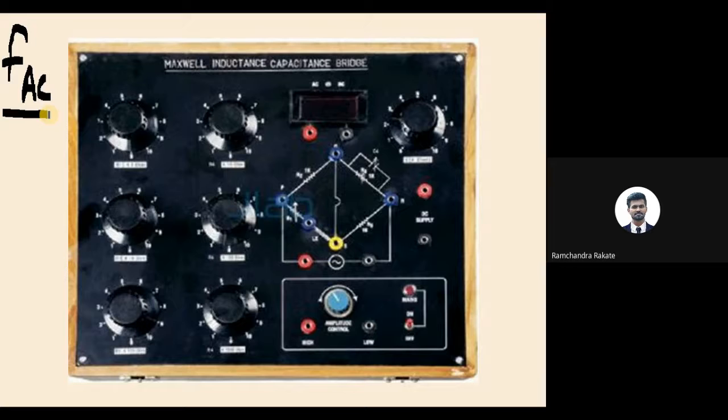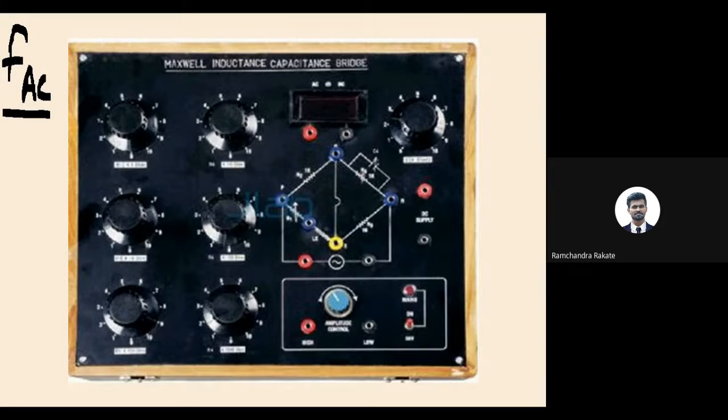So what are the applications of the Maxwell bridge? One is the communication system, then electronic devices, then your power and audio frequencies. Correct. So these are certain types of examples where we are using such a Maxwell bridge.